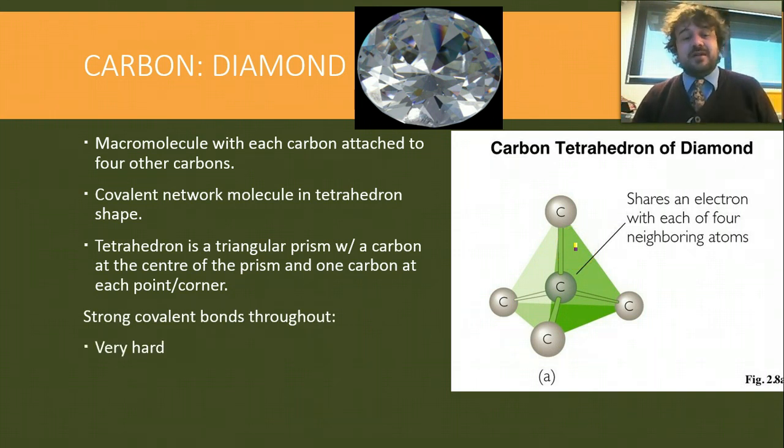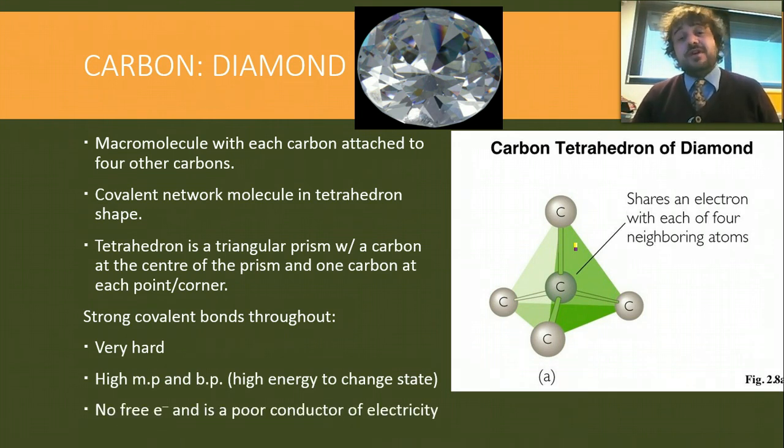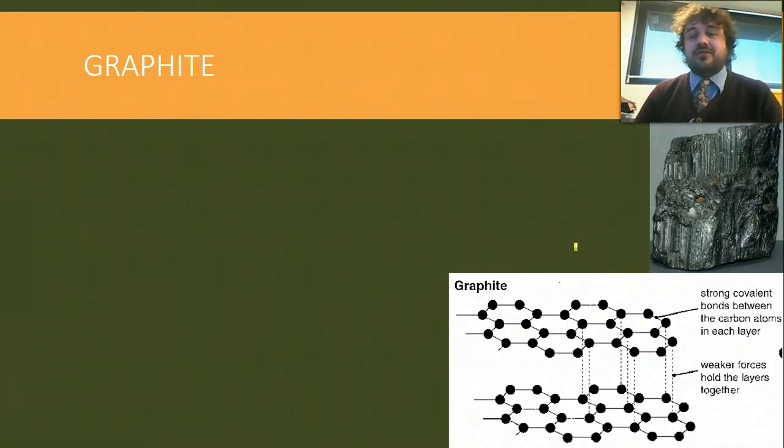Now, what does this mean for carbon? It means it's very hard. For diamond, it means it's very hard. It means it has a high melting point and a high boiling point because it takes quite a lot to change that state. And there's no free electrons. And this means it is a very poor conductor of electricity. All right, that's diamond. Now we look at graphite.